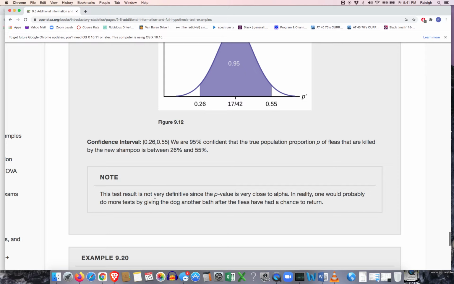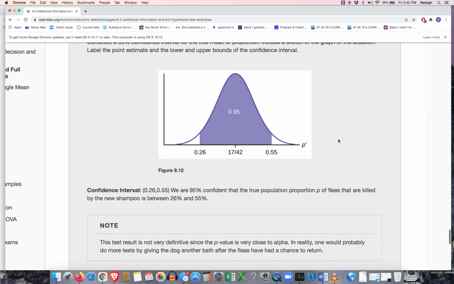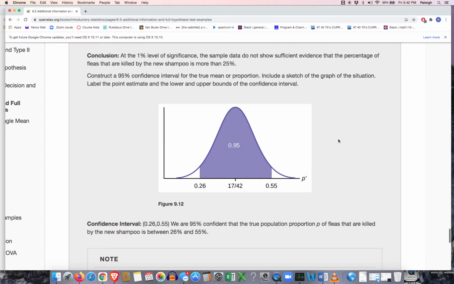Here's a note. This test result is not very definitive. The p-value is very close to alpha. In reality, one would probably do more tests by giving the dog another bath after the fleas have had a chance to return. Or maybe even find another dog if you have more than one dog and give them a bath and see how well they did, percentage-wise and proportionately, and then see how that goes. But in other words, it was sitting almost right on the borderline. It's time to redo a test again, or funding for more testing would be warranted. That's what we used to do with the Forest Service and UCR as a grad assistant. Whenever we got something that way, it would just say, further funding is required for more details, or words to that effect.